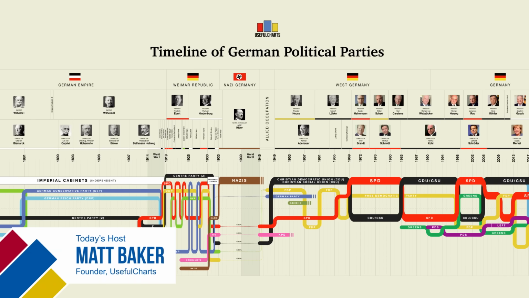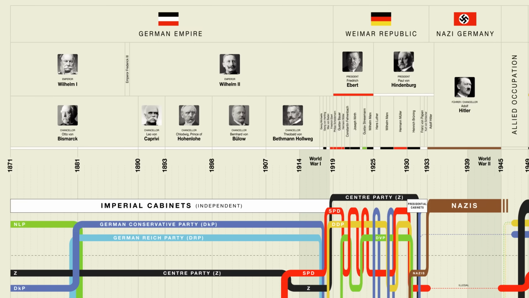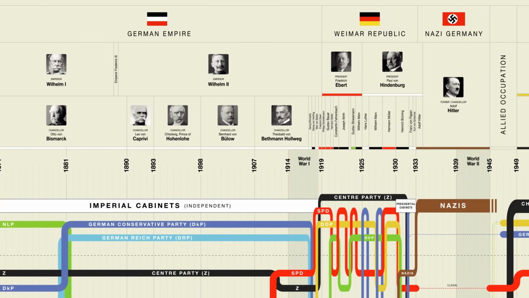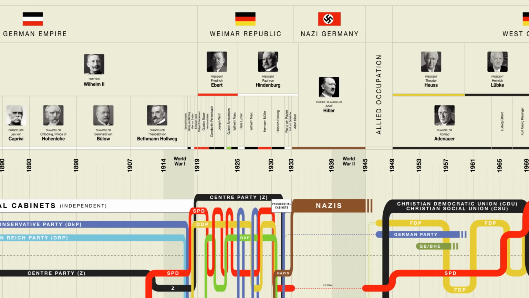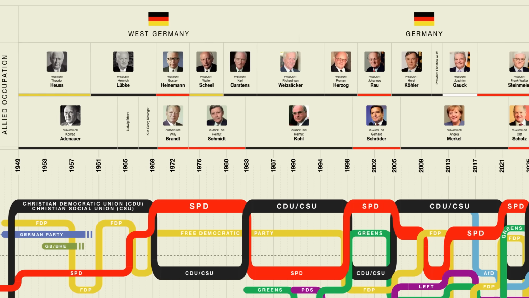Today is German Unity Day, and therefore I thought it would be a good day to show you a timeline of German political parties, starting with the Unification of Germany in 1871, proceeding through the Weimar and Nazi periods, and then finally ending up with the main parties as they exist today.